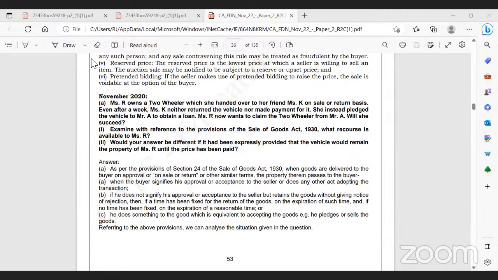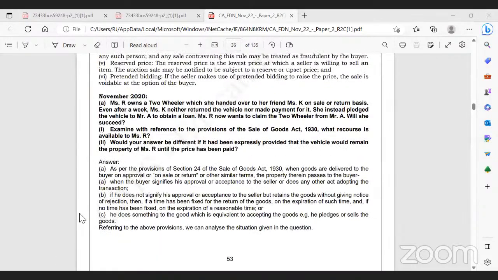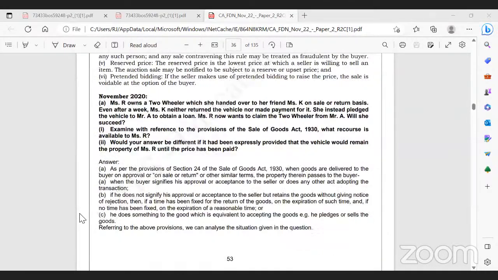So now two things are here. Now, whenever you sell goods on sale or return basis, when does the property in the goods get transferred from the seller to the buyer? I explained to you, one, when the buyer tells the seller that he wants to buy the goods. Second is when he keeps it for a reasonably long period of time. Thirdly, when he acts in a way which is inconsistent with the ownership of the goods. Now, here Ms. K has pledged the goods with A. That means indirectly, automatically, the property in the goods gets transferred from the seller to the buyer, because Ms. K is acting inconsistently with the ownership.